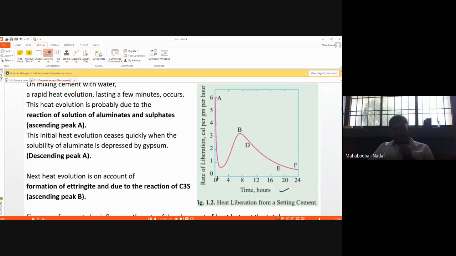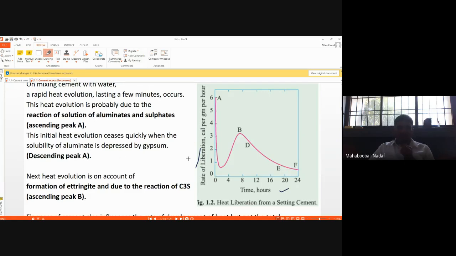In the y-axis, what is there? The rate of liberation of heat, in calories per gram per hour. Calories means a unit of energy. Heat is a form of energy. So per gram means what? For 1 gram of cement, for 1 hour, how much heat is liberated? Like this you need to understand.